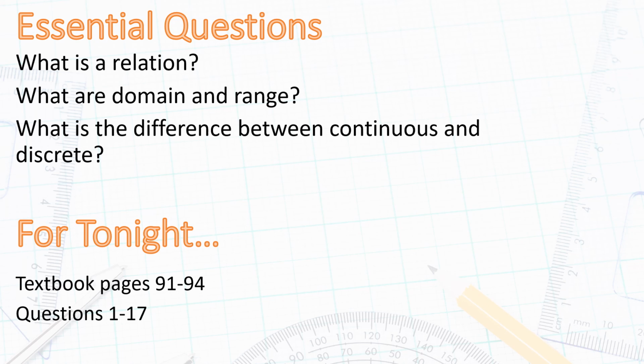What is the difference between continuous and discrete? Continuous, you can draw the graph without lifting your pen off the page. Discrete is separate dots or line segments, so it's not something you can draw without lifting your pencil off the page.